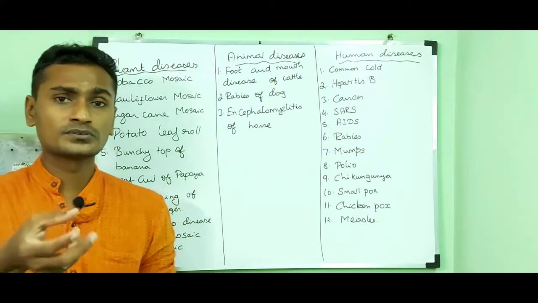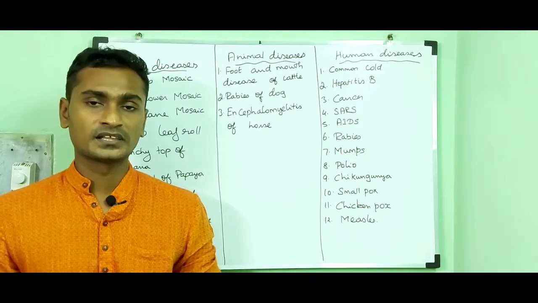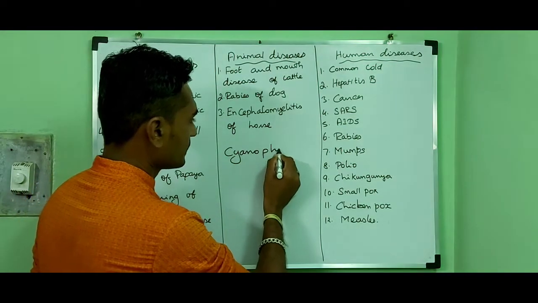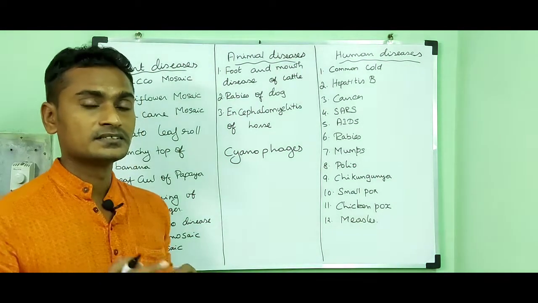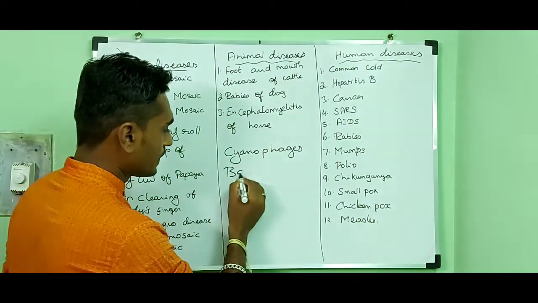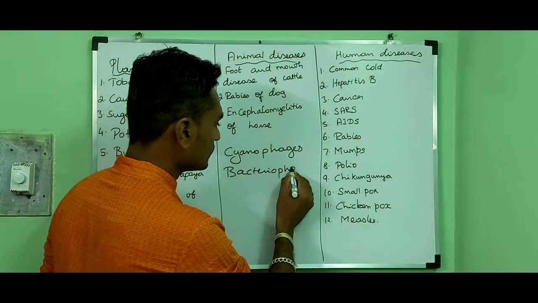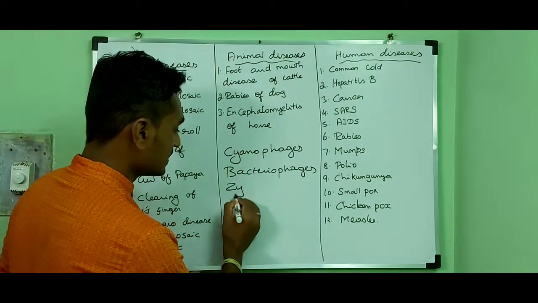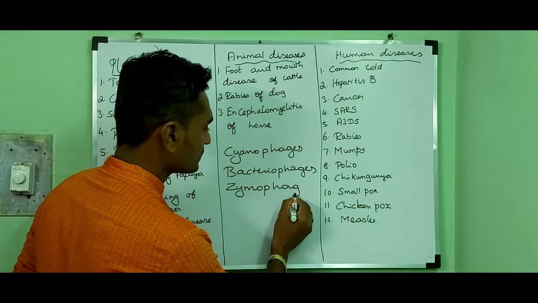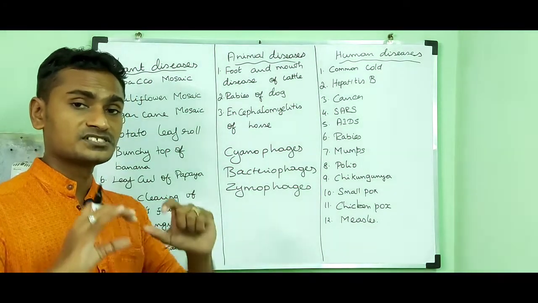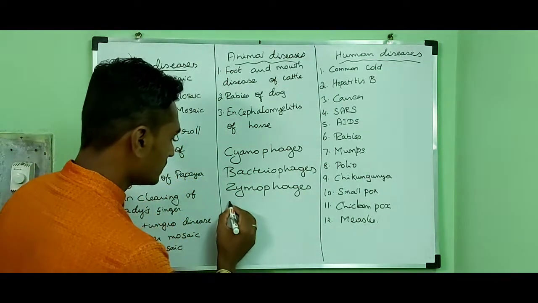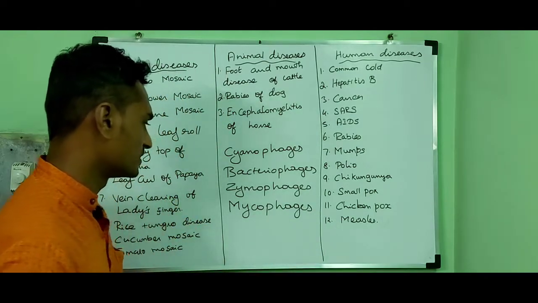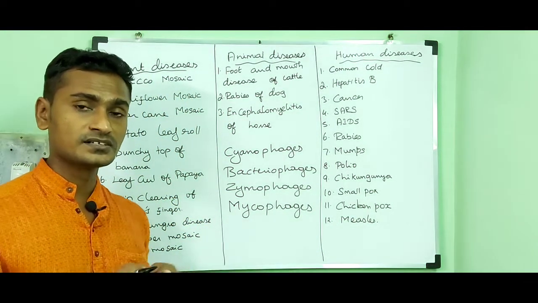Then I am going to tell about some of the different kinds of phages. The virus which affects blue-green algae is called cyanophage. The virus which affects bacteria is called bacteriophage. The virus which affects yeast is called cymophage. The virus which affects fungi is called mycophage.